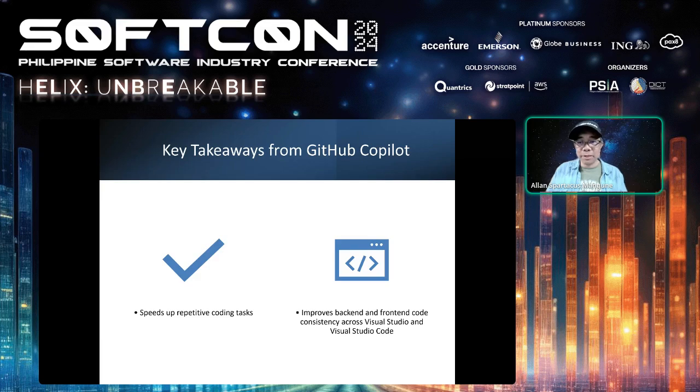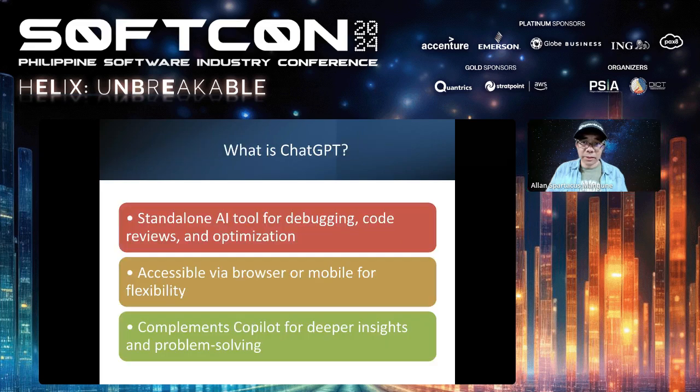So with these benefits in mind, let's move on to ChatGPT and see how it can complement the Copilot to further enhance your development process. So what is ChatGPT? ChatGPT is basically a go-to tool for debugging your code, for code reviews, and providing design advice.